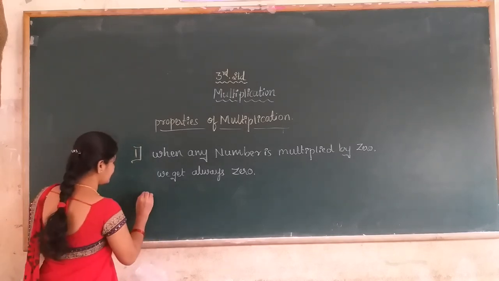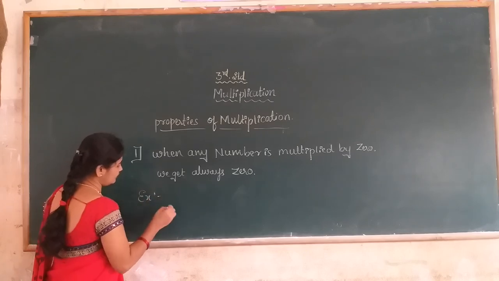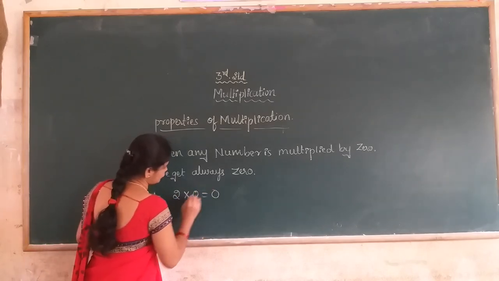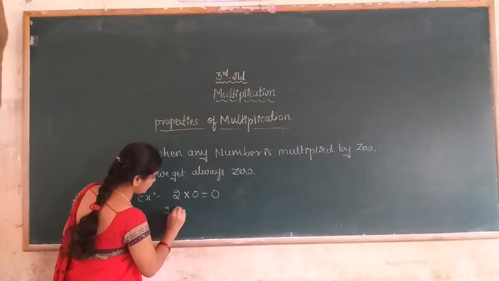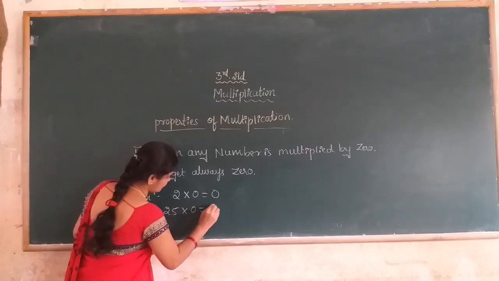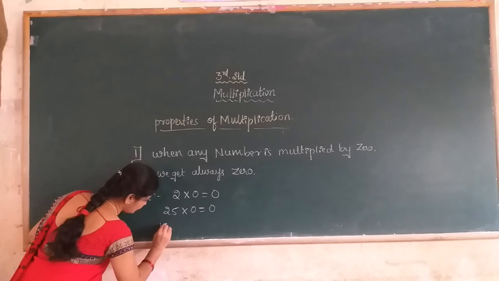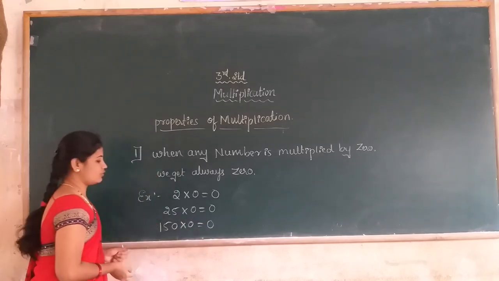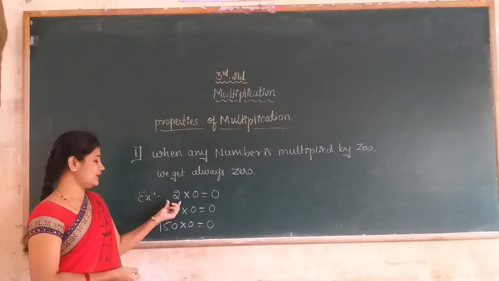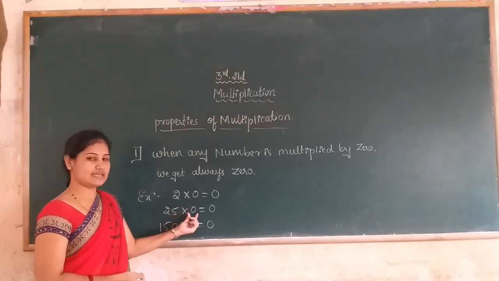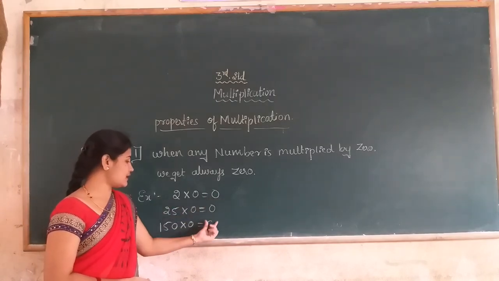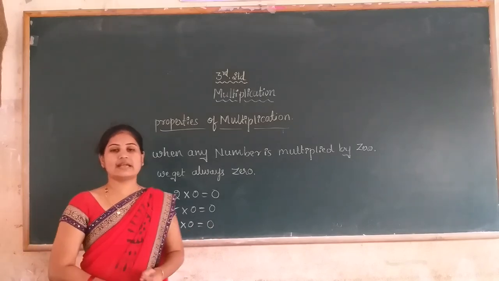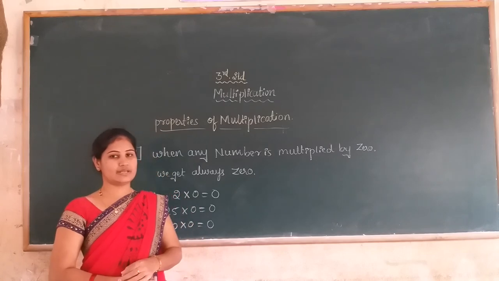I do the example. 2 into 0 is also 0, 25 into 0, it is also 0, and 150 into 0, it is also 0. Dear students, when any number is multiplied by 0, you get the product is also always 0. Okay, this is the second property of the multiplication.